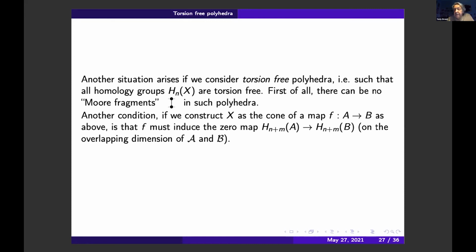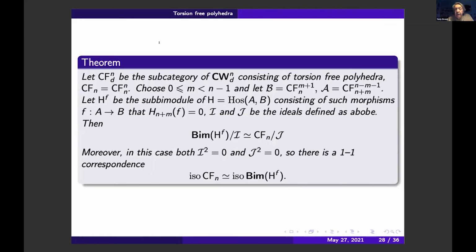Another condition: if we construct X as the cone of a map, where B stops at the level n plus m and A starts from the level n plus m, then F must induce the 0 map on this overlapping dimension in homologies. Actually, it is enough, and we have the following theorem. Let's see F and D. This is the subcategory consisting of torsion-free polyhedra. Again CFM, that means just the same.